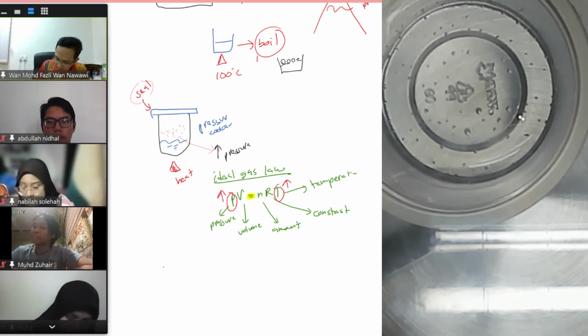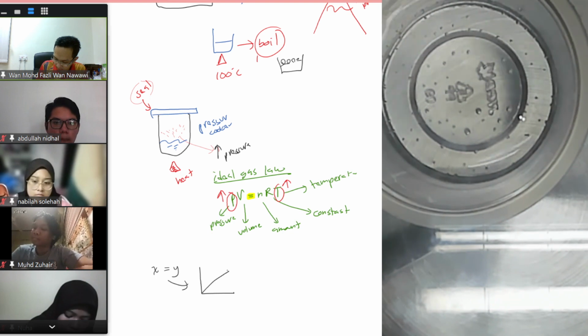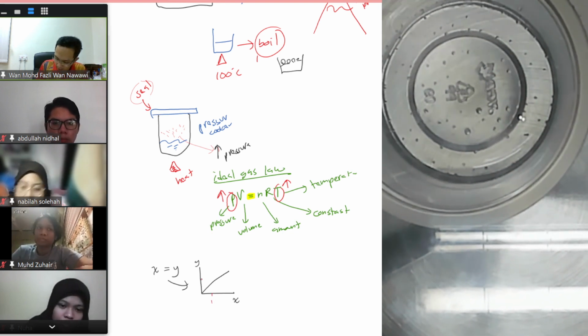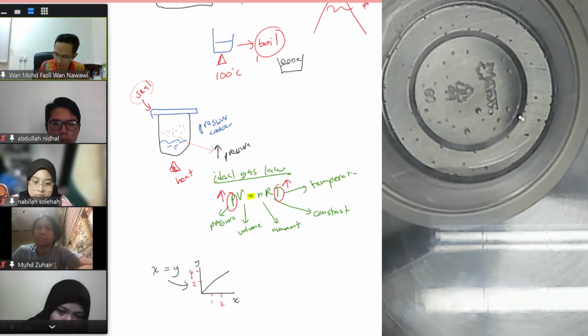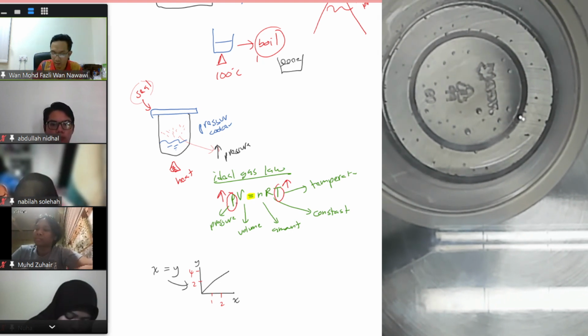When you see an equal sign, for example x equal y, the graph is something like this. This is y, this is x. So if x is 1, maybe y is 2, x is 2, y is 4, like that. Meaning that when x increases, y also increases. So it's proportional. Same with this ideal gas law: the pressure increases, the temperature also increases.